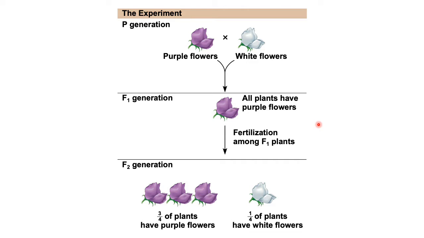And so what happened to the white flower phenotype? So where did that go? So if you take two of these plants from the F1 generation and cross them again, you can recover the white flower phenotype, and also get the ratio of 3/4 having purple and 1/4 of them having white.